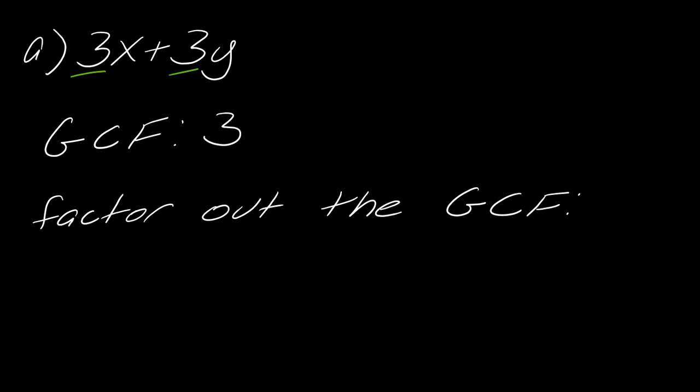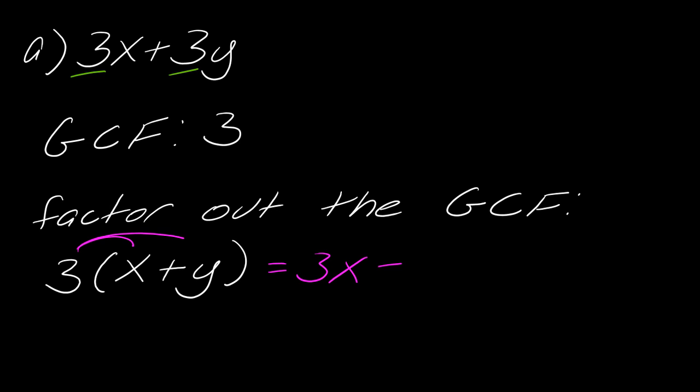So for me to factor that out, what I do is I write the greatest common factor down first, 3, and then I basically divide it out of these two terms. If I divide the 3 out, then what am I left with? I'm just left with x plus y. And you know that you got this right because if you factor this back in, you get 3x plus 3y. So bada bing, bada boom, you're done.